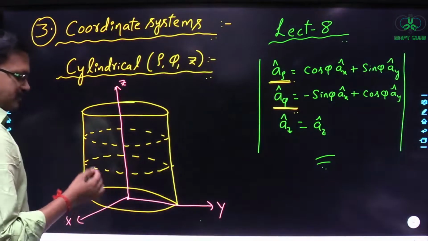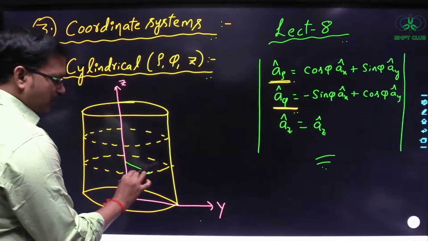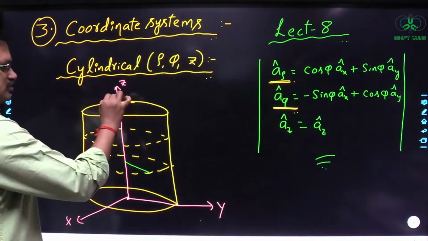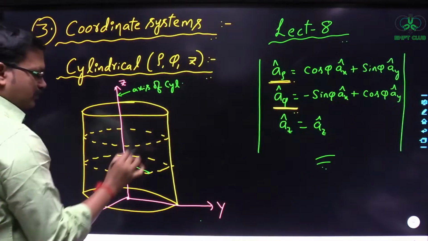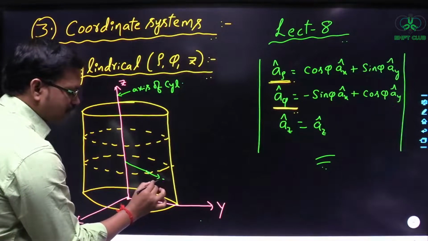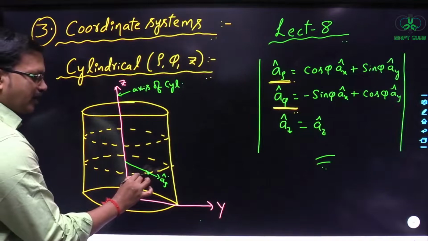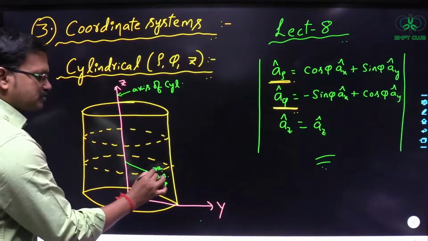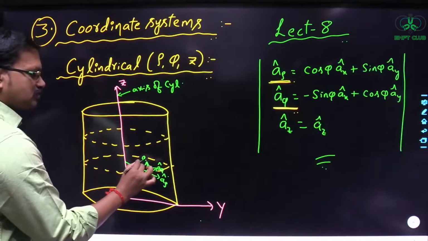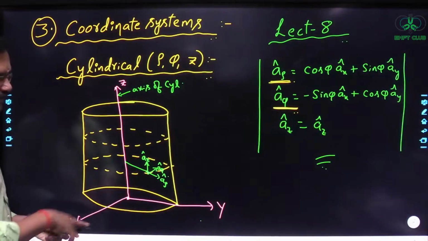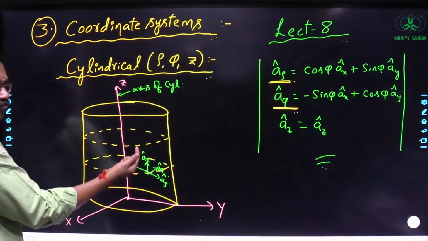Now a rho cap, that means rho, is nothing but the normal distance from the axis of the cylinder to any point on the surface of the cylinder. So this is a rho cap. What is a phi cap here? The tangent drawn at this point in the anti-clockwise direction is a phi cap. And if I draw the normal to this, this is a z cap. So a rho cap is radially outward, a phi cap is tangential, and a z cap points upward.